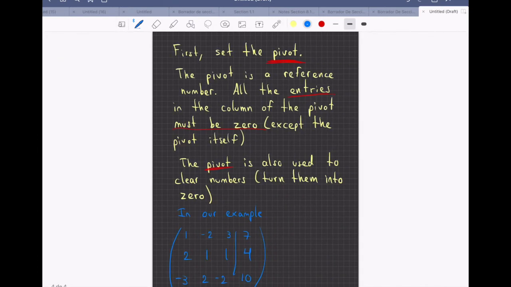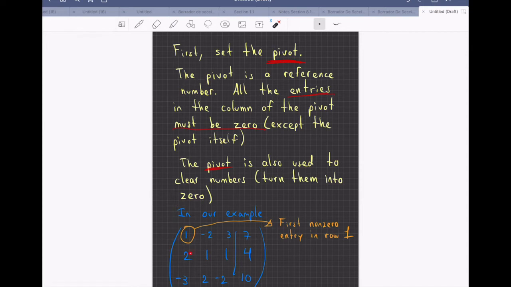All right. So we're going to have 3 pivots. The first one is going to be the first non-zero entry in row 1. So that is going to be my first pivot. What is this for? Again, this is like a reference. All the numbers in the column of the pivot must be 0, except the pivot itself. And I'm going to use the pivot to do that.